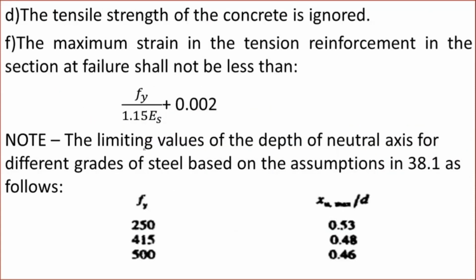Okay, so this note is related to the limiting values of depth of neutral axis. Limiting values means nothing but XU max, or else you can call it XU limit also. So what is this XU max or XU limit? It is the balanced depth of neutral axis, or depth of neutral axis for a balanced section.